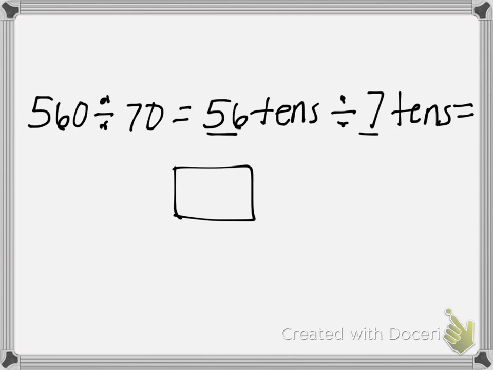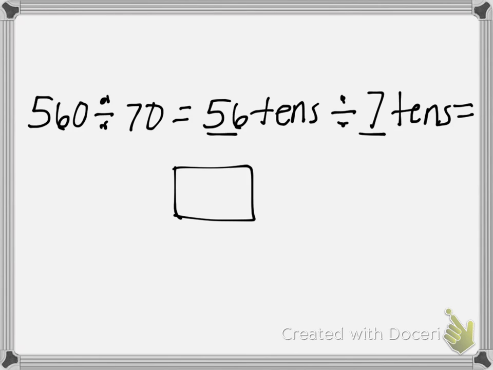And it's telling us we have 7 tens in 70, because we have 7 tens and 0 ones, right? So just tell me real quick, what is 56 divided by 7? Or another way to ask yourself that is, how many times does 7 go into 56? What times 7 is 56?